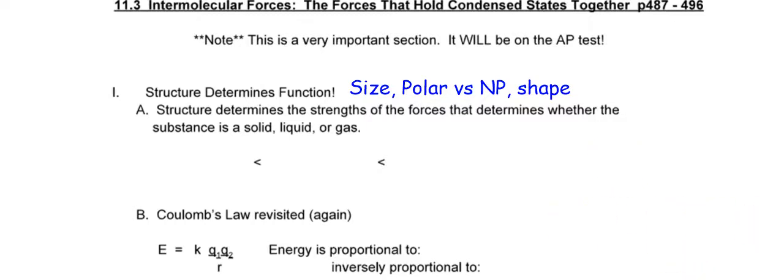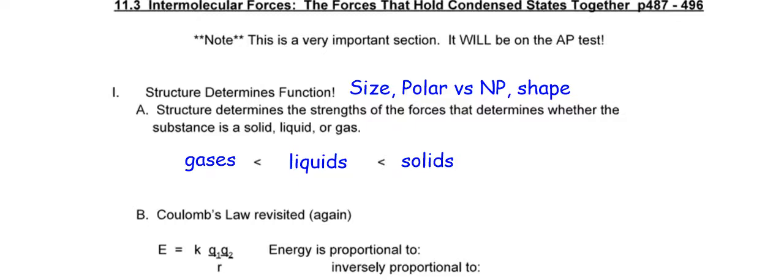So we can say that gases have the weakest attractions between each other. Liquids will have the next weakest, and solids are going to have the greatest attractions for one another. And it's those attractions that hold them close together, or lack of attractions that are going to keep them far apart. And we can apply something called Coulomb's law to understand this a little better.